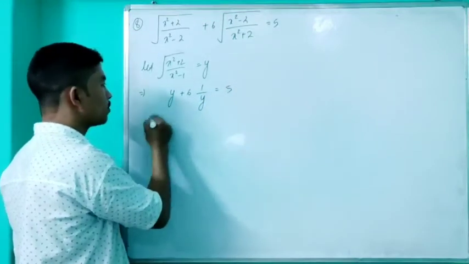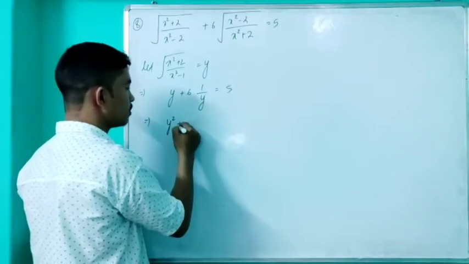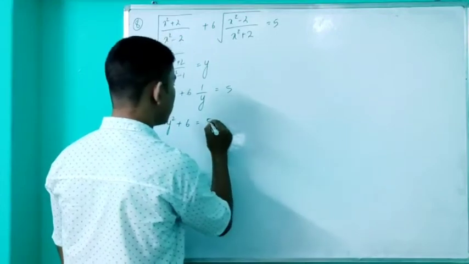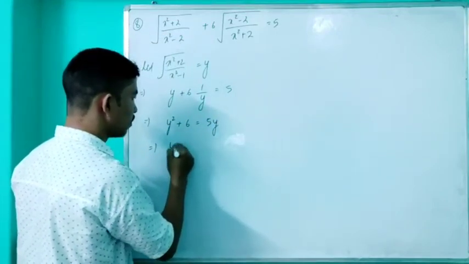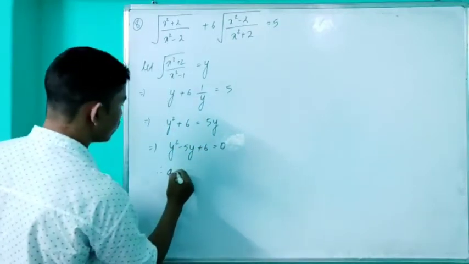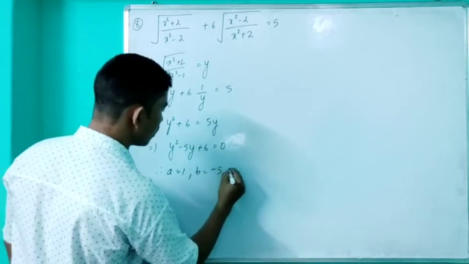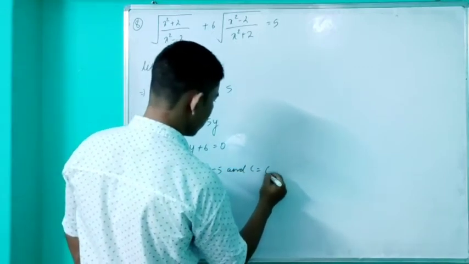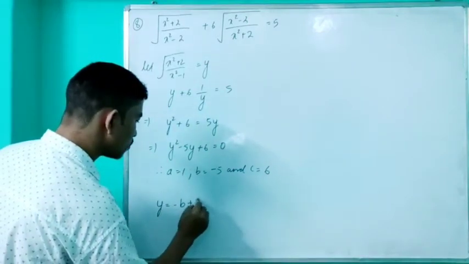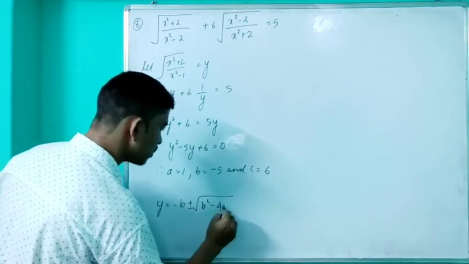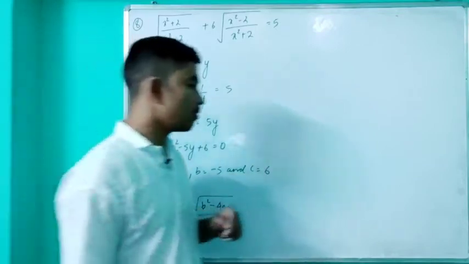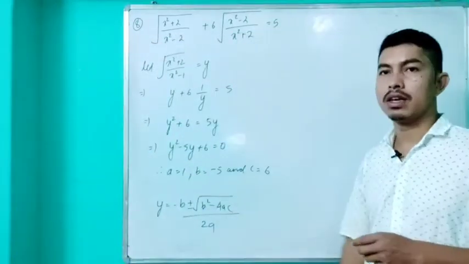So now multiplying throughout by y, I get y square plus 6 equals to 5y. This becomes y square minus 5y plus 6 equals to 0. So therefore, here a is equal to 1, b is equal to minus 5 and c is equal to 6. So now using the formula y is equal to minus b plus minus under root of b square minus 4ac divided by 2a, putting these values we can easily solve the equation. So this is how we solve the questions when we get in this form.